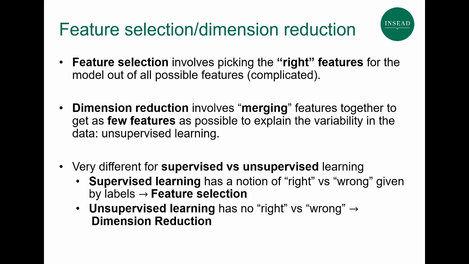Unsupervised learning, on the other hand, has no right versus wrong. So dimension reduction here is based on keeping similar amounts of variance between two different data sets. I'm not going to go more into detail about this. This is really something that needs to be practiced a lot to become good at.